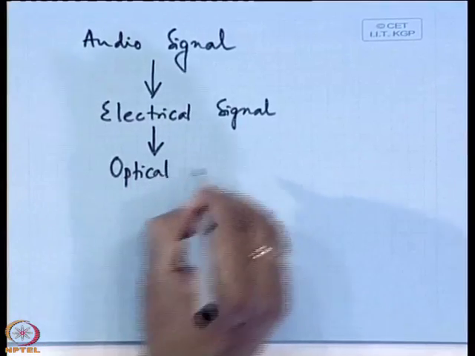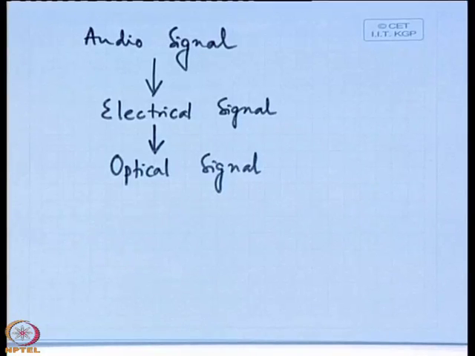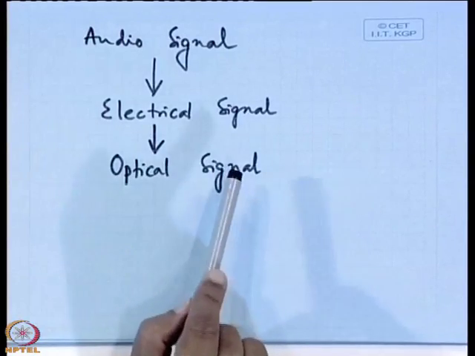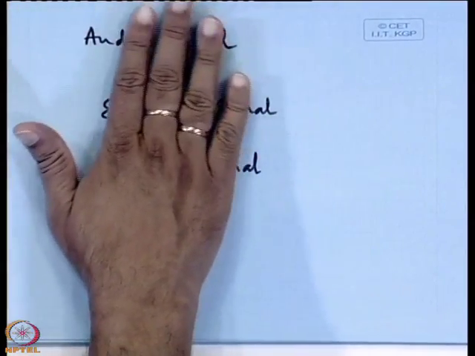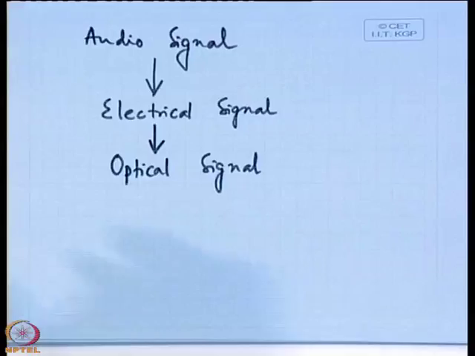First the audio signal is converted into an electrical signal, then that electrical signal is converted into an optical signal. This optical signal travels through the fiber optic or optical fiber. There is a fiber optic channel lying down the earth, and through that fiber optic cable this optical signal passes through that optical channel to the destination. This conversion of audio signal into optical signal is the job of the transmitter.